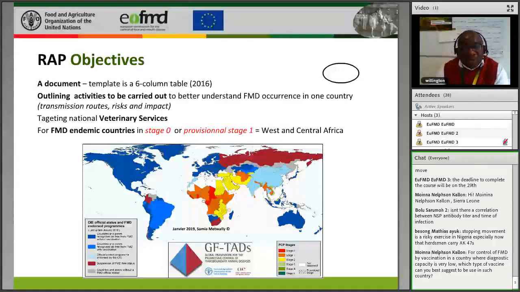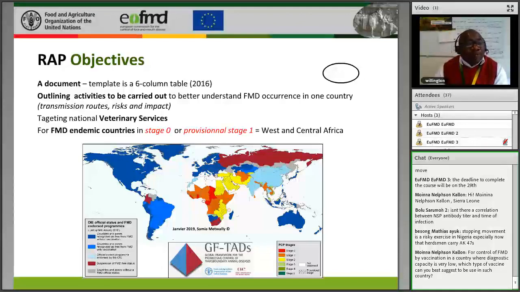So from stage 0, where foot and mouth disease risk is not controlled and there's no reliable information, the indicated outcome is to move to stage 1. To move to stage 1, you need to elaborate a risk assessment plan. So a risk assessment plan is the indicator outcome for movement from stage 0 to stage 1.